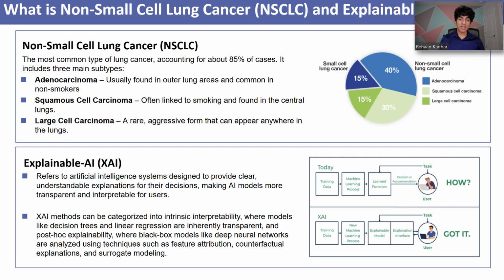Another topic I want to explain is explainable AI, which refers to artificial intelligence systems designed to provide clear, understandable explanations for their decisions, making AI models more transparent and interpretable for users. What this essentially means is that an AI model doesn't just give predictions. As it gives its own prediction with high accuracy, it also explains why each and every prediction is happening throughout the whole model, to give more transparency and interpretability to the user.